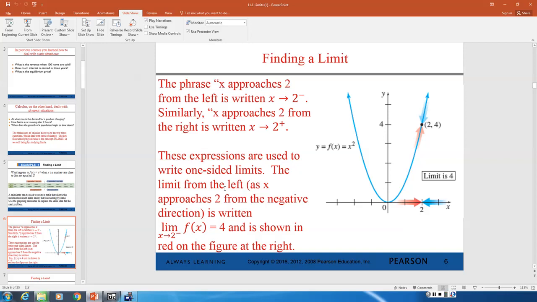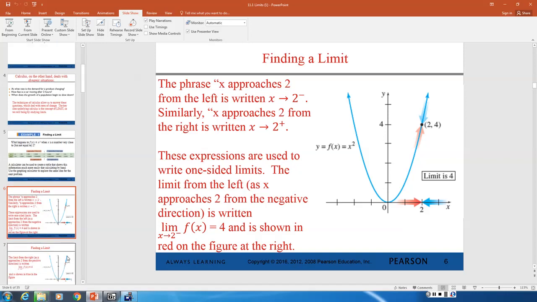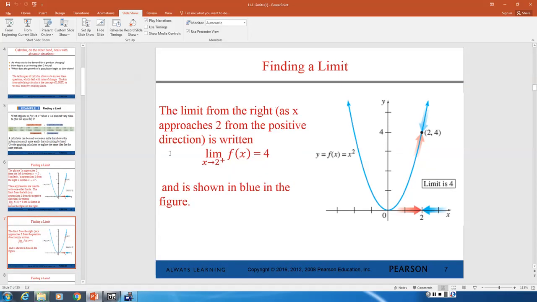The y value that's coming out as we move closer and closer to 2 is getting closer and closer to 4. And then the limit as x approaches 2 from the right would be written lim, x arrow 2 with the positive sign, of that function, which would then also be 4. Because as we approach from the left or the right, it's coming closer and closer to the actual value, f of 2 squared. And that's what's shown here. Okay?